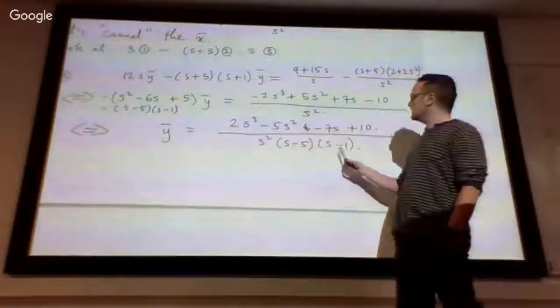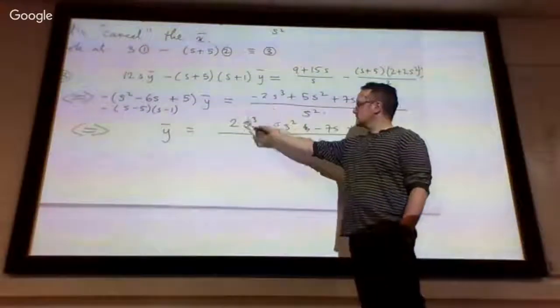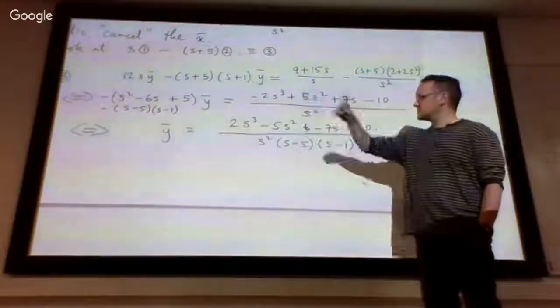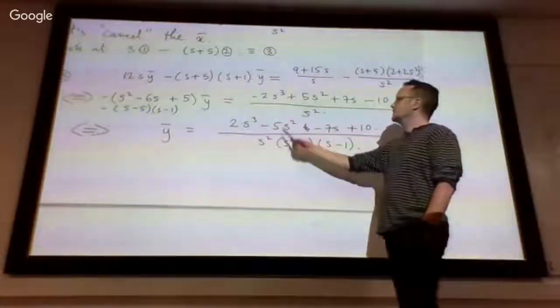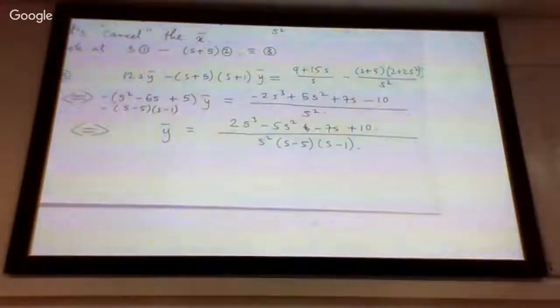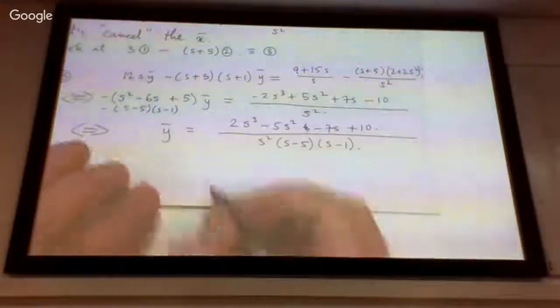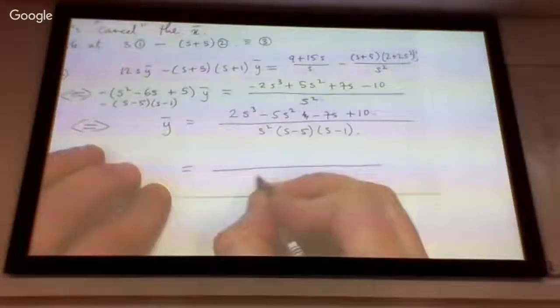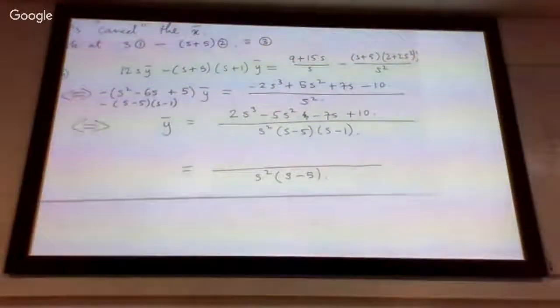Well, actually, when you look at the root 1, s equals 1, that is a root, isn't it? Because when you substitute in the value s equals 1, you're really just summing the coefficients. And 2 minus 5 is minus 3, minus 7 is minus 10, so plus 10 is 0. So actually, yes, s equals 1 is a root of the numerator. So we can simplify the numerator by dividing out by the factor s minus 1. So we can simplify the denominator to s squared times s minus 5. And the numerator becomes the quotient that's left behind.